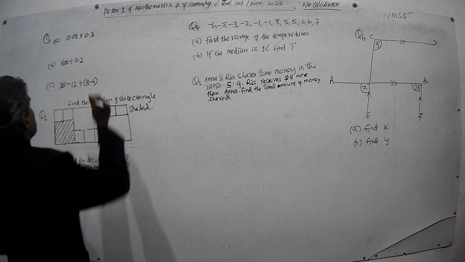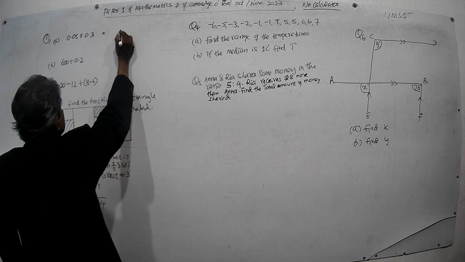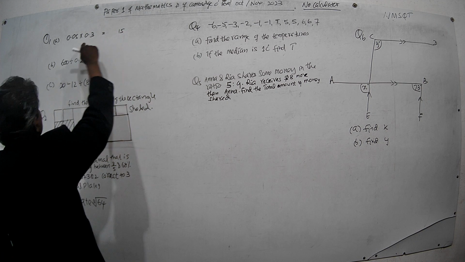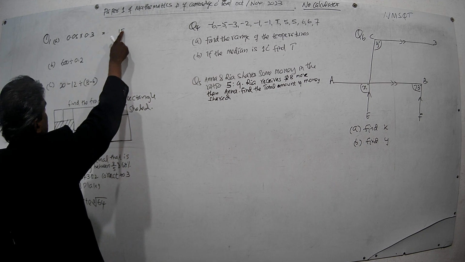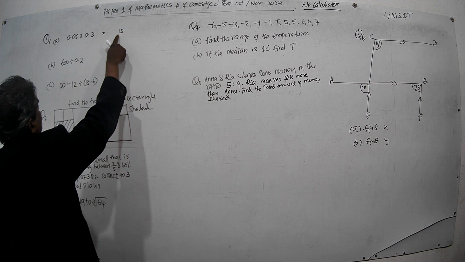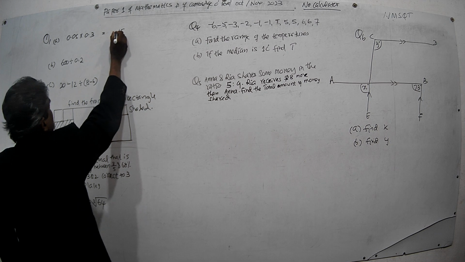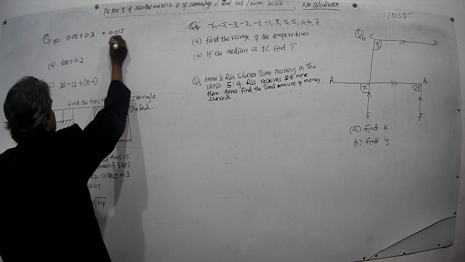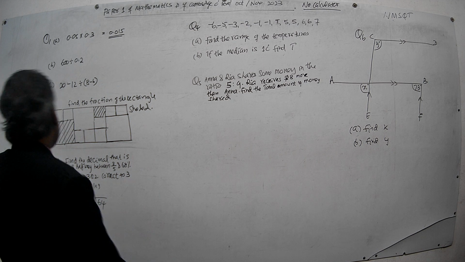Right? Then 3 times 5, 15. We'll write 15. Then there are 3 decimal places. From this side, you keep decimal places 1, 2, 3. Then you have to put another 0 here. This is the answer. Right, then next one, B.